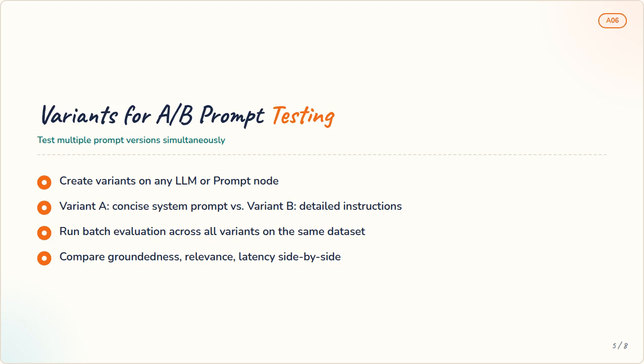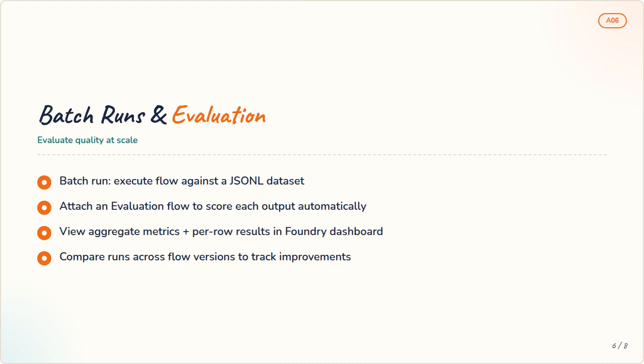Variants are one of prompt flow's most powerful features. Create multiple versions of any LLM or prompt node. For example, a concise system prompt versus detailed instructions. Run a batch evaluation across all variants on the same dataset and compare quality metrics side by side to pick the best prompt. Batch runs execute your flow against an entire JSONL dataset.